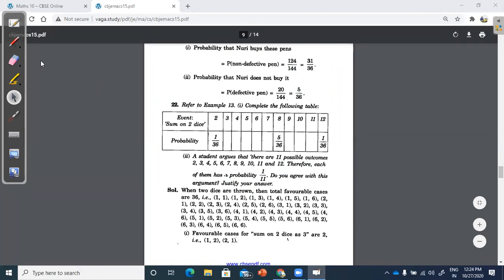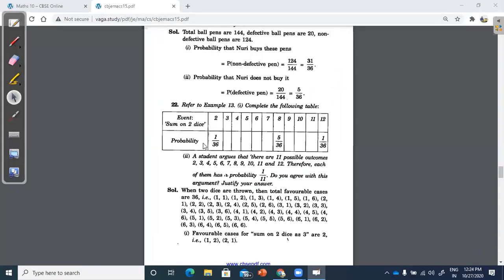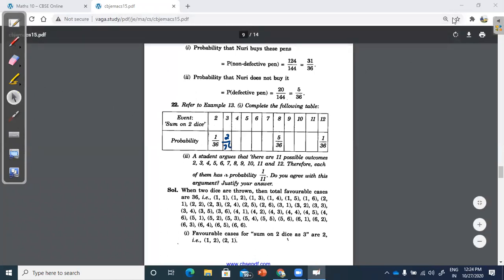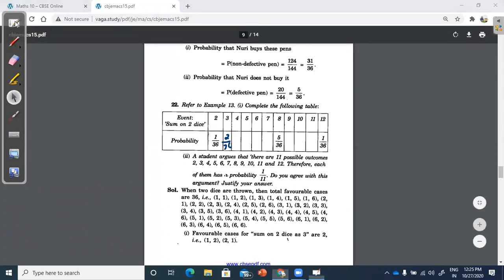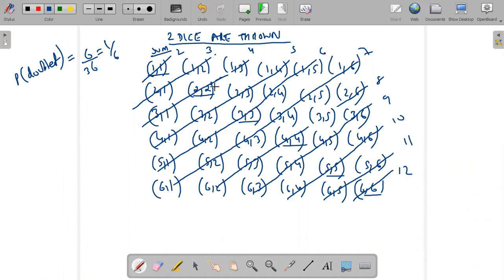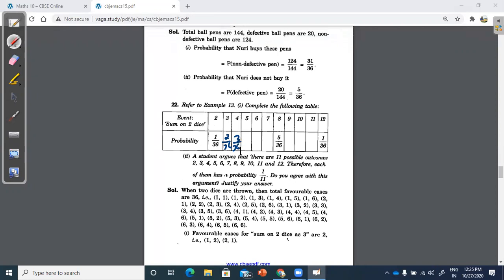Now what is the probability of getting a total of 3? How many cases are there? 1 plus 2 and 2 plus 1, 2 cases are there. So I'm going to write here 2 out of 36, or I can cancel this and write 1 by 18. Okay. Now if you look at 4, here in the board we saw total is 4. How many cases? 1, 2, 3. There are 3 cases where the total is 4. So this will be 3 by 36, that is, you cancel, 1 by 12.